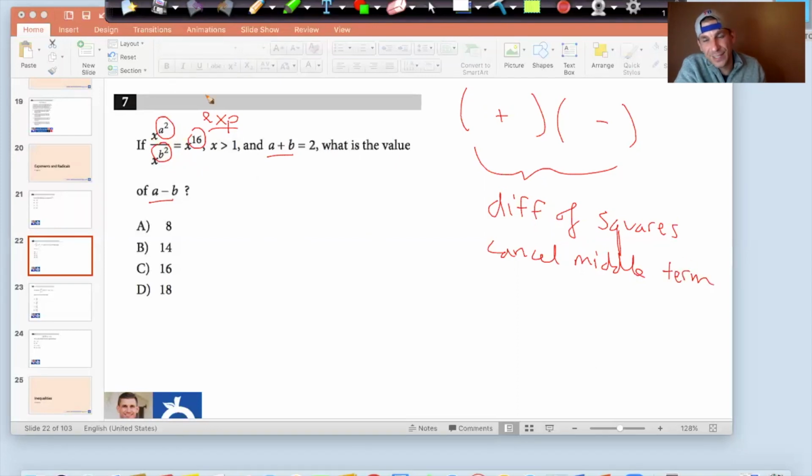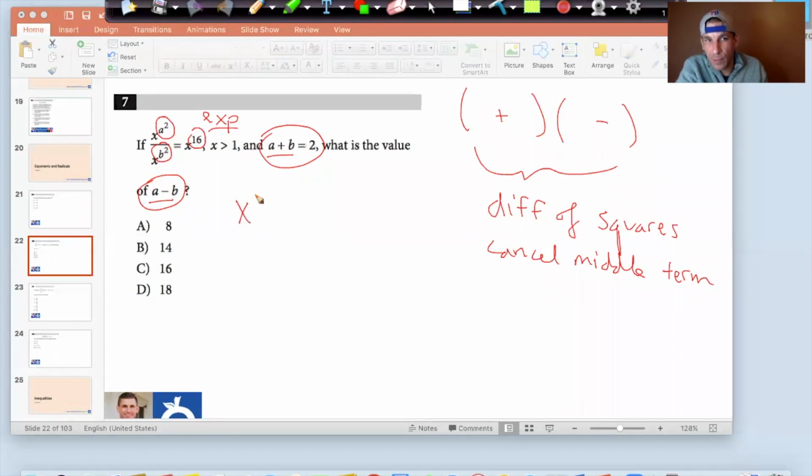So what I'm guessing, if I'm interpreting this question, because remember, everything is there for a purpose, it's not just there because, is that they gave you this a plus b equals 2 for a reason, and they gave you this a minus b. This is what they want you to solve for. So you need to figure out what the relationship is between these two things.